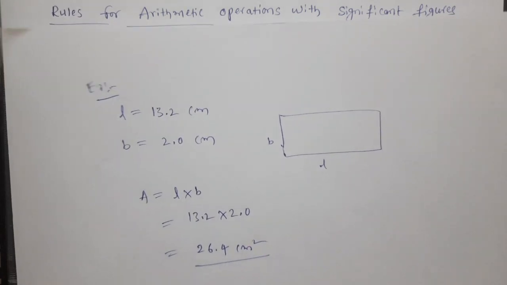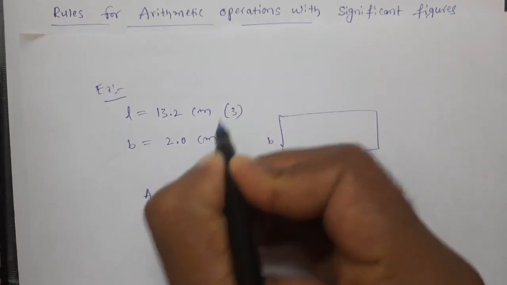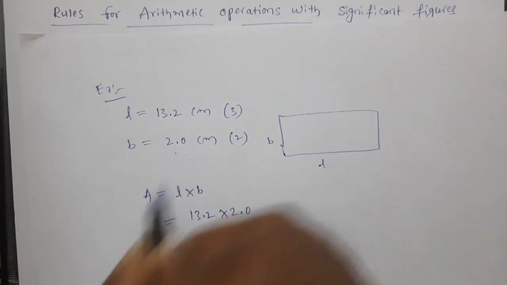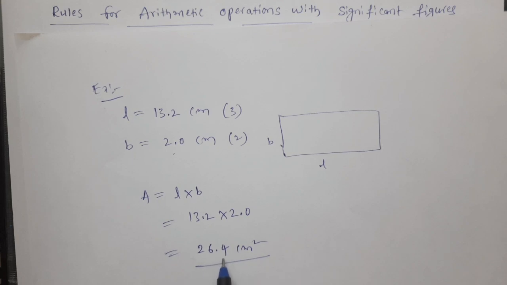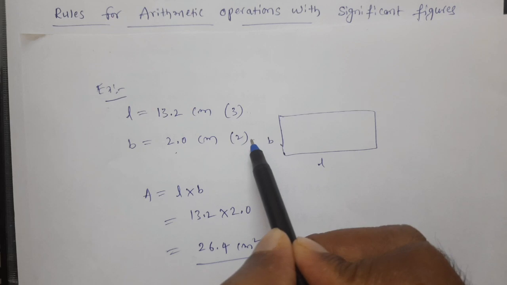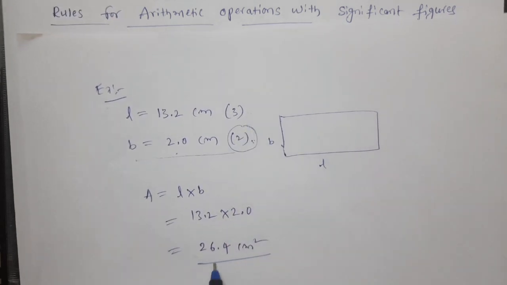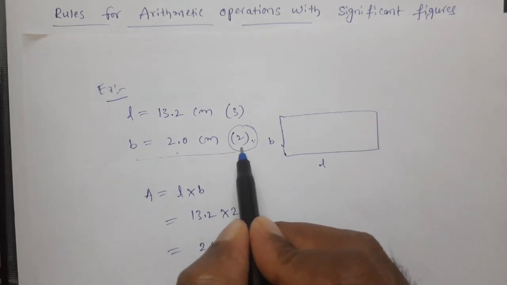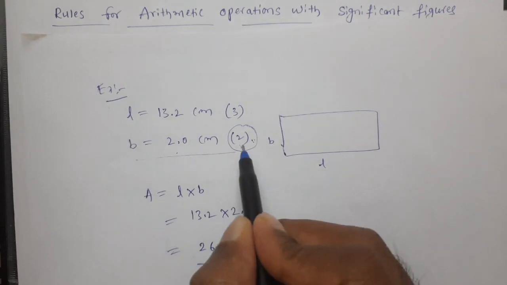We get 26.4 centimeters square. But according to our rule, how many significant figures are there here? 3. And here how many significant figures are there? 2. Isn't it? Yes. So in the answer, of course, we are getting 26.4, but the final answer should be given with the least significant figures. In these two numbers, which one has the least significant figures? The second one, right? How many are there? Two significant figures. So the final answer should be given with 2 significant figures.